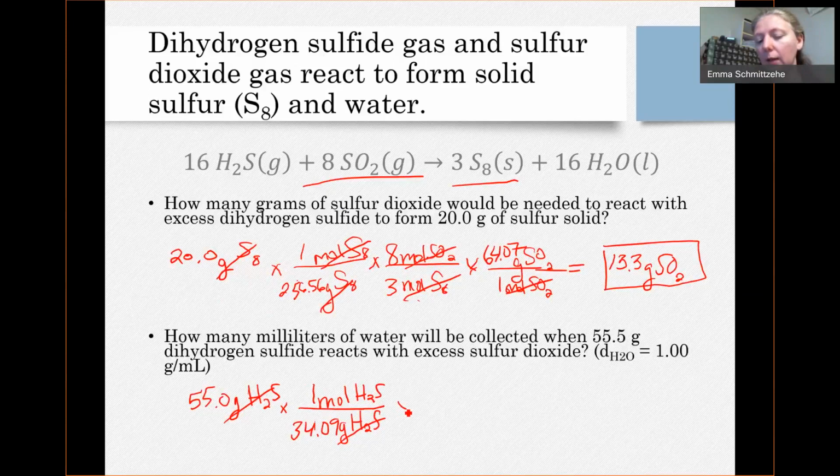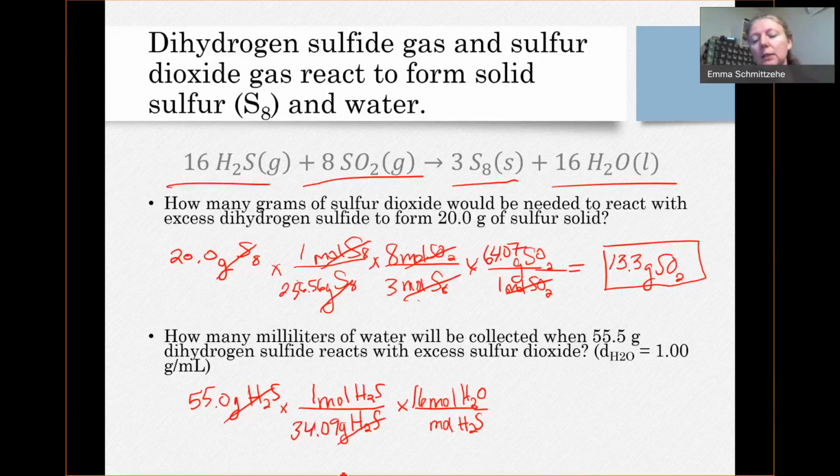Now I can go from moles of H2S to moles of what I am looking for, which in this case is water. Okay, trying to figure out information about water. So then you look at the balanced chemical equation. You have 16 for water, and then H2S, you also have 16. So it's a 16 to 16 mole ratio. You could, if you wanted to, write it as 1 to 1. Either is okay here. I'll leave it 16 to 16 because that's your true mole ratio from that balanced chemical equation.